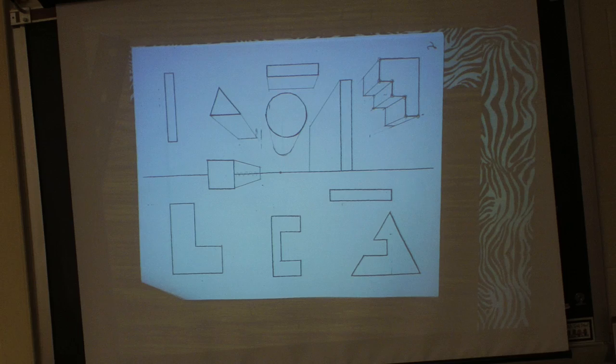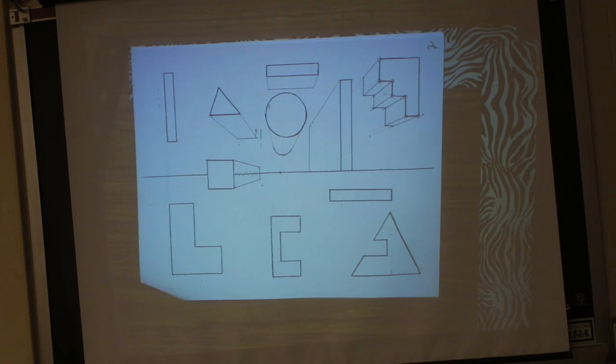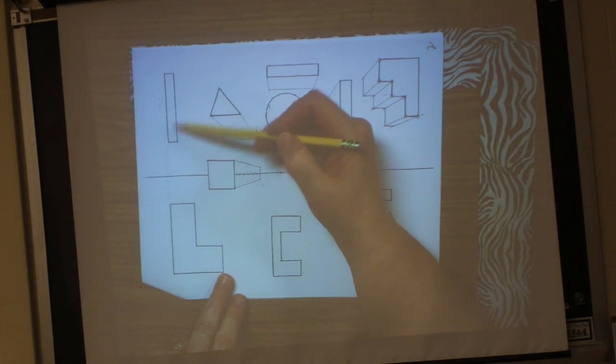Now if your steps look like they're leaning, it means that your verticals and your horizontals aren't straight. Are you ready to go on? Yes. Okay, let's do this long, tall one.